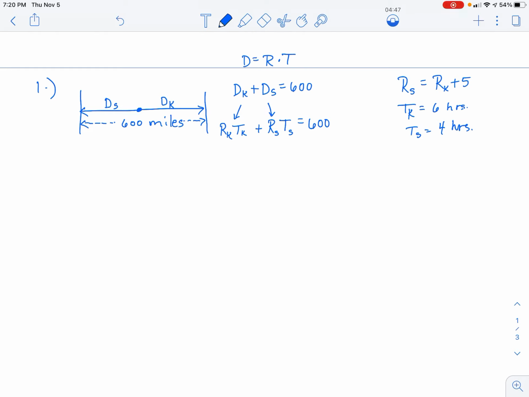Okay, so now let's fill in what we know. We're going to take this equation that we wrote just a moment ago, RK times TK plus RS times TS equals 600, and we're going to fill in this information from over here.